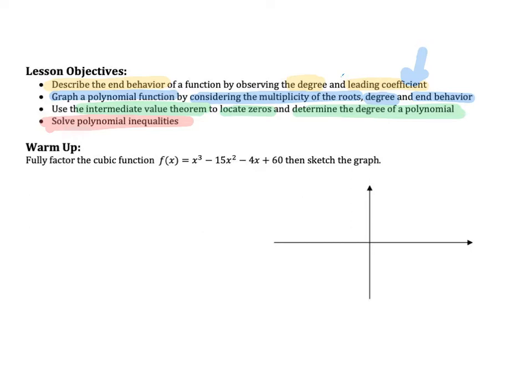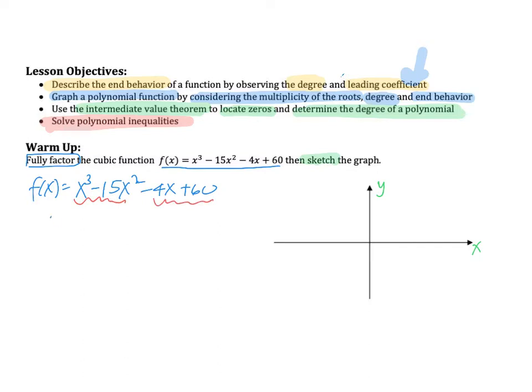The warm-up says fully factor the cubic function and then sketch the graph. Sketch just means we're going to sketch it. Notice there are no specific values on this x and y axis, so you're just going to put some values on and do a quick sketch. So how do we fully factor this cubic function? Notice there are 4 terms, so hopefully your instinct is to factor by grouping. I'm going to group the first 2 and group the second 2.